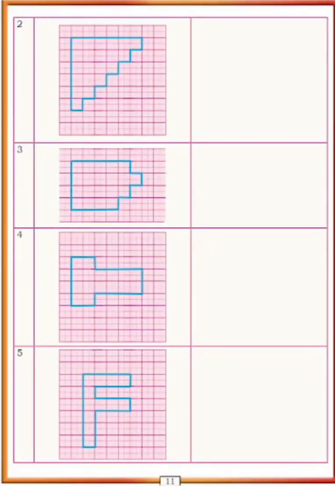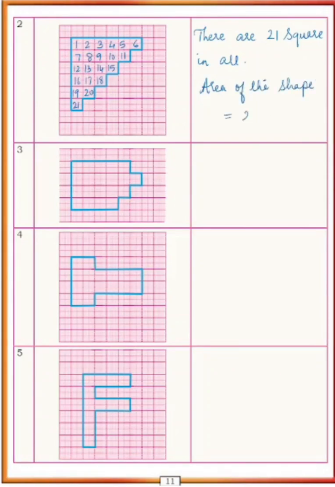Now let's solve the second question by counting all the squares in the given figure. 1, 2, 3, up to 21. So, there are 21 squares in all. Therefore, area of the given shape is equal to 21 square centimeters. Dear children, you can find the area of the rest of the 3 shapes on your own. However, for your reference, the solution is written.